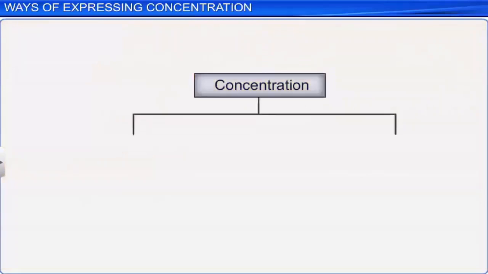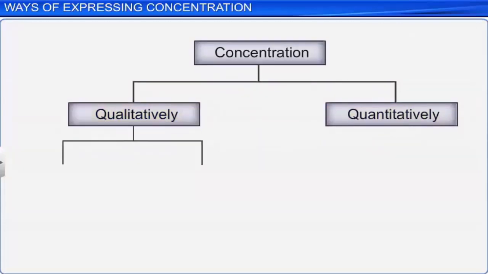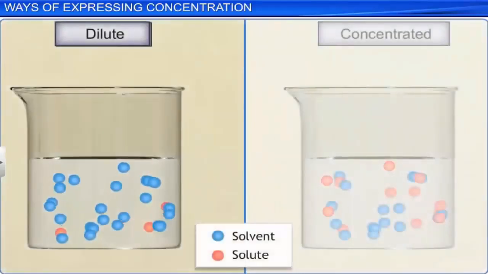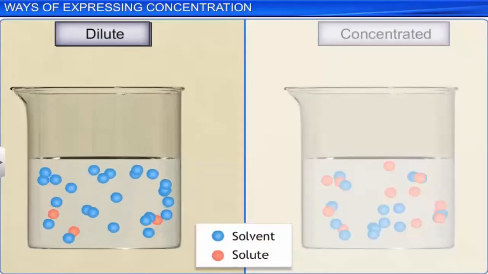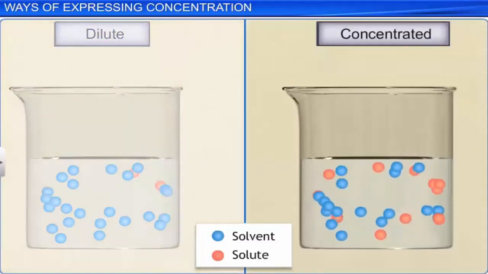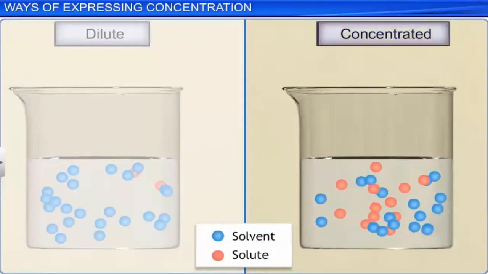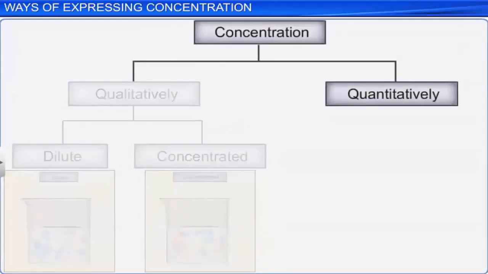Concentration can be expressed qualitatively as well as quantitatively. Qualitatively, we describe a solution as either dilute or concentrated. When a solution contains a small proportion of solute relative to the solvent, we call it a dilute solution. On the other hand, a concentrated solution contains a large proportion of solute relative to the solvent. This qualitative means of describing concentration, although useful, sometimes leads to confusion, and thus arose the need for a quantitative description of solutions.